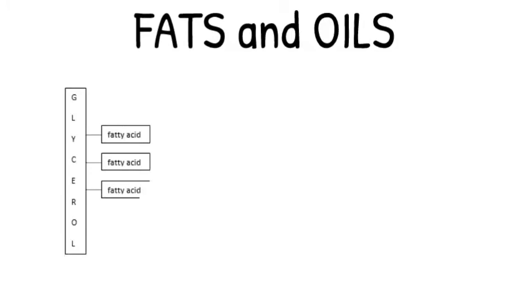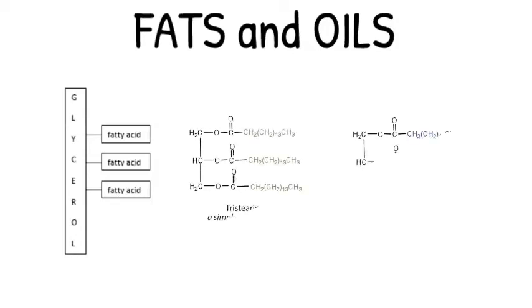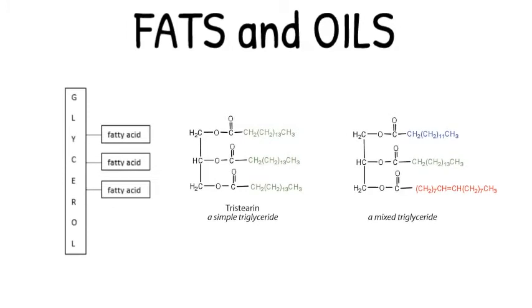We're going to spend a fair bit of time now looking at fats and oils, which are special polyesters. Remember, these are a molecule of glycerol joined to three fatty acids. And you can see here a couple of ways you can make these. Tristearin in the center has three of the same fatty acids joined to the glycerol. And you can see on the right a different kind of fat which has three different fatty acids joined to the glycerol molecule.